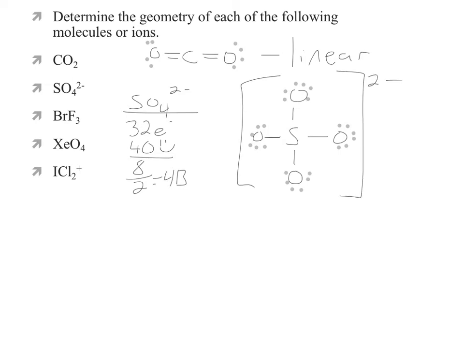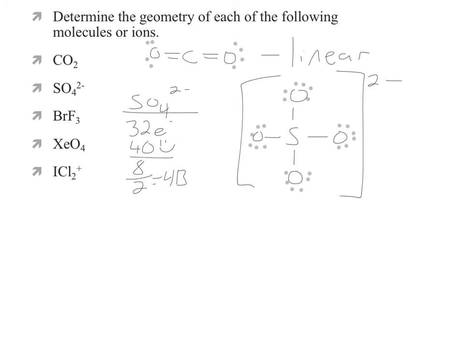So this structure here has 4 different regions on it. They're all bonded, so that means the electron pair arrangement and the geometry are going to be the exact same. There's 4 different regions. That's tetrahedral. All right, 4 regions around the sulfur, and there's our structure.